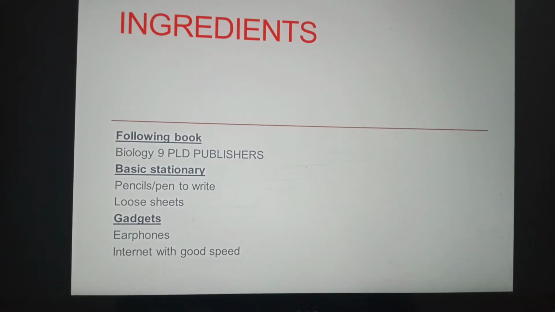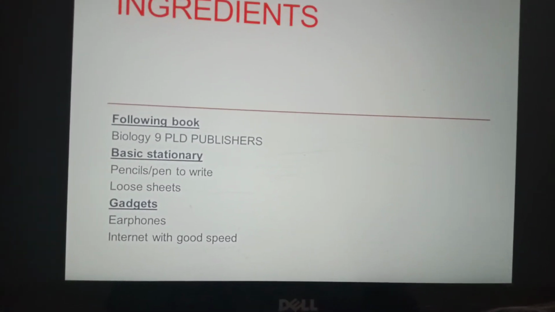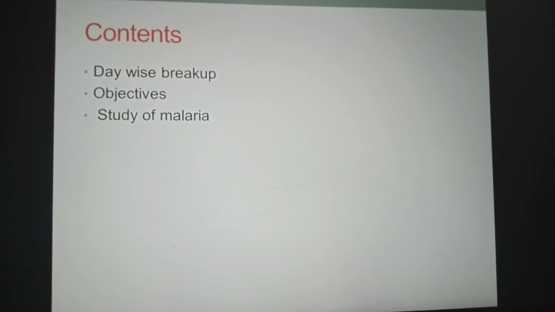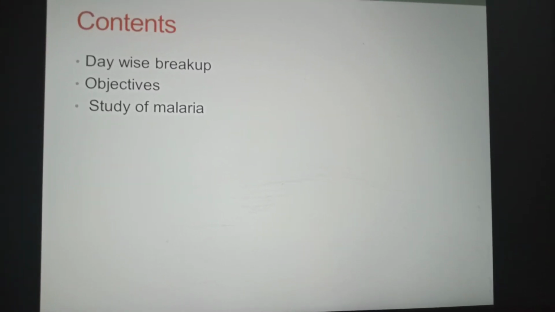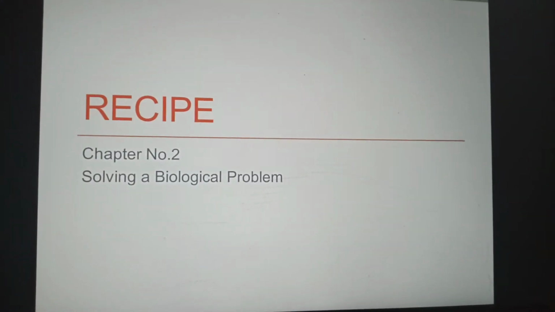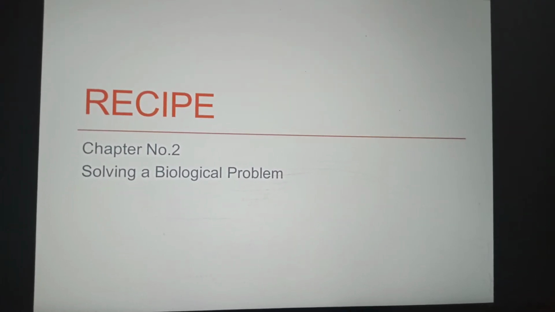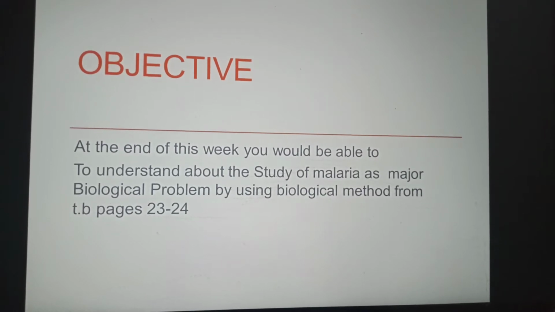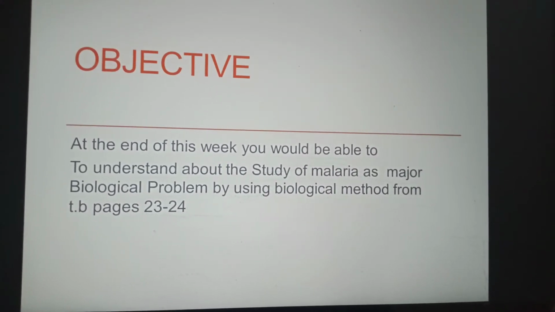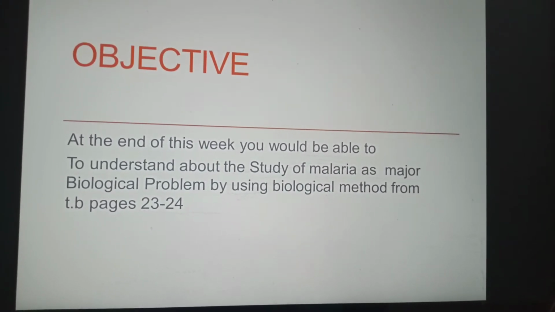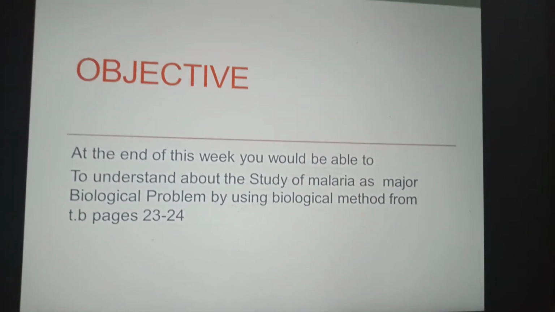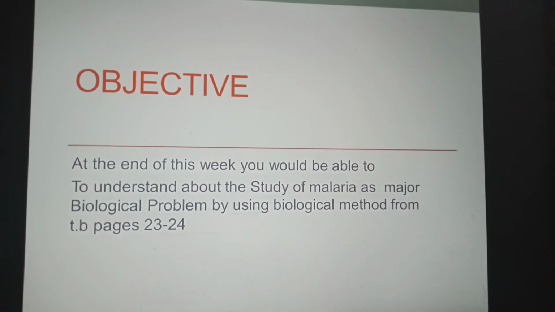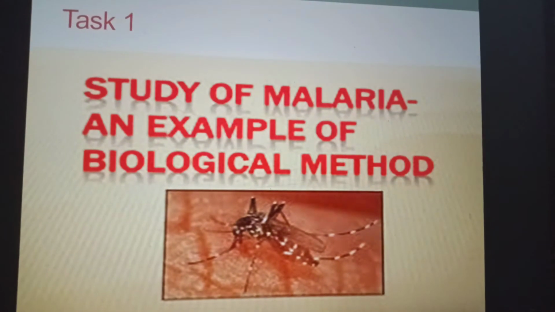You must have the following book, basic stationery and gadgets. Contents include day-wise breakup, objectives, study of malaria. Recipe is chapter number 2, solving a biological problem. Objective is that at the end of this week you would be able to understand the study of malaria as a major biological problem by using the biological method from textbook pages 23 to 24.